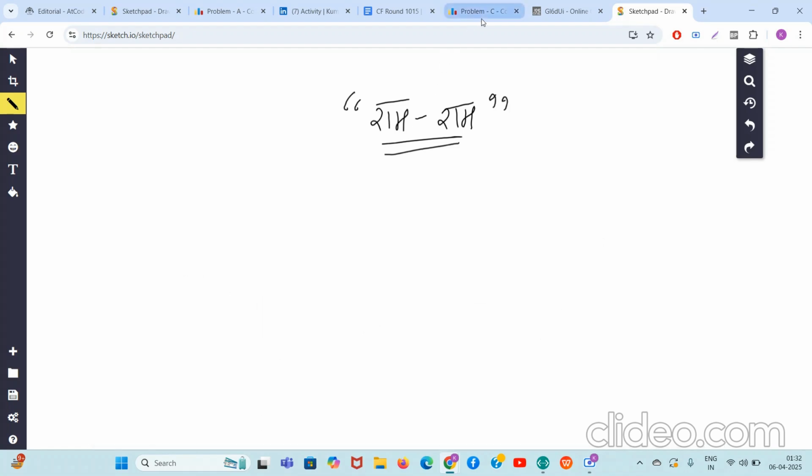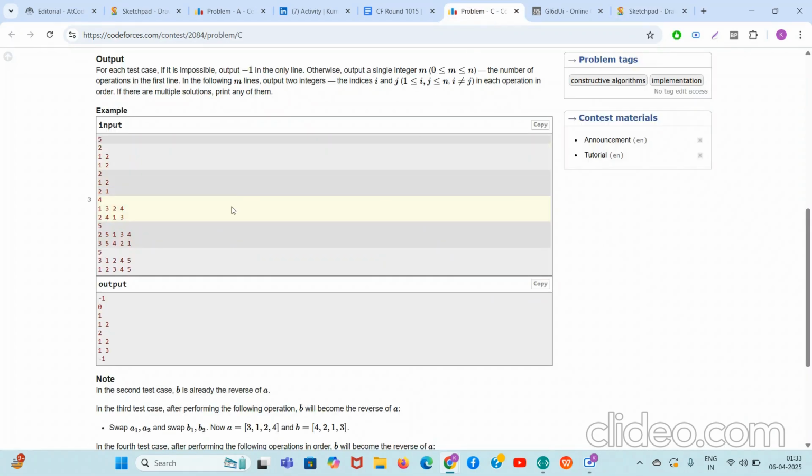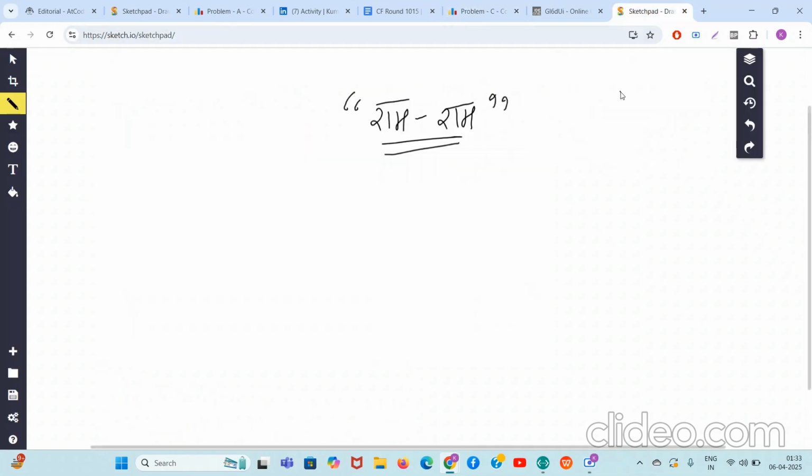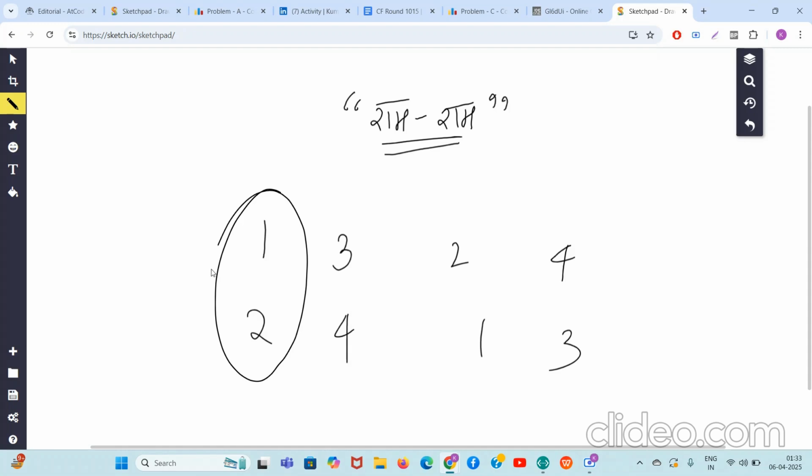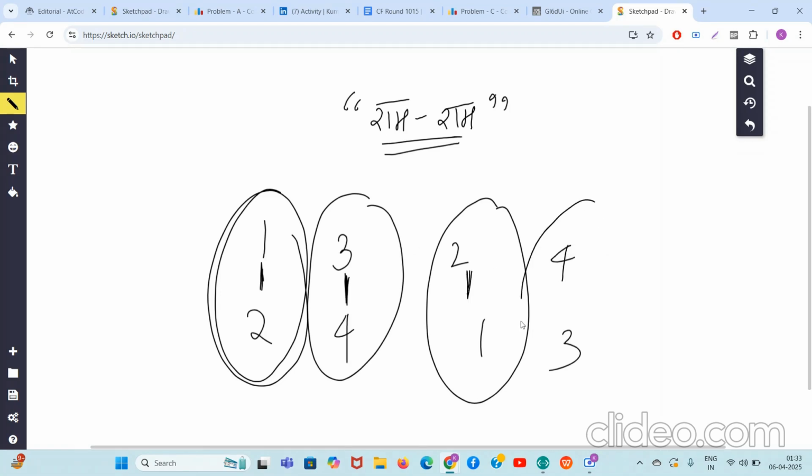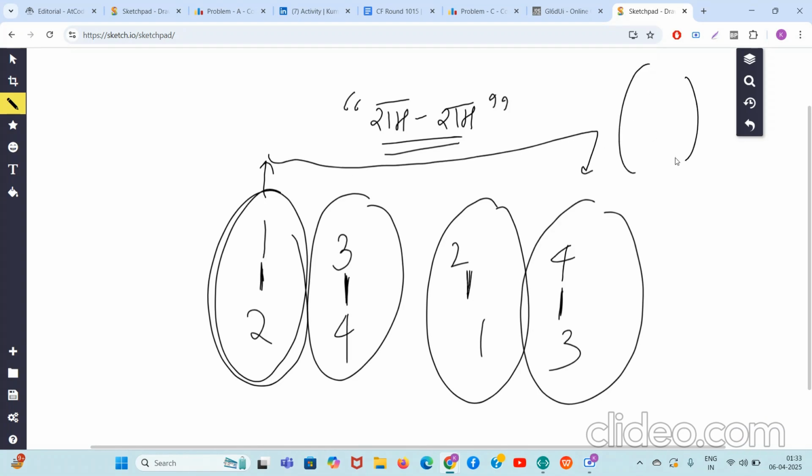For example, like if we take this also, 13242413, or let's take, this is a 1 2 bond, this is a 1 2 bond, this is a 3 4 bond, this is a 2 1 bond, this is a 4 3 bond. Here there is a 1 2 bond, so here also you want a 1 2 bond, but here there is a 4 3 bond. So what will you do?